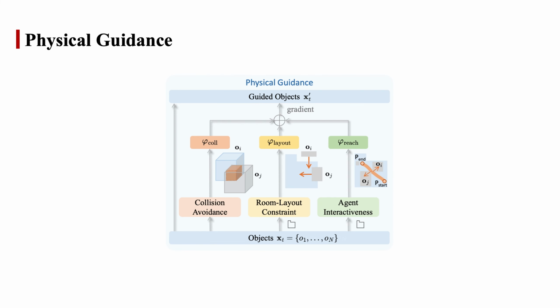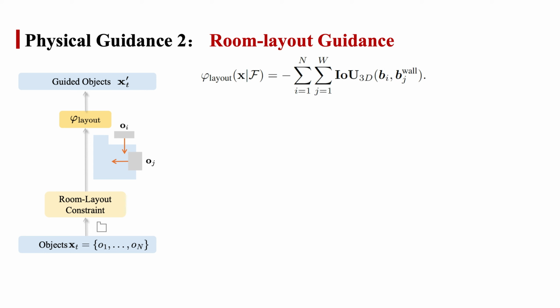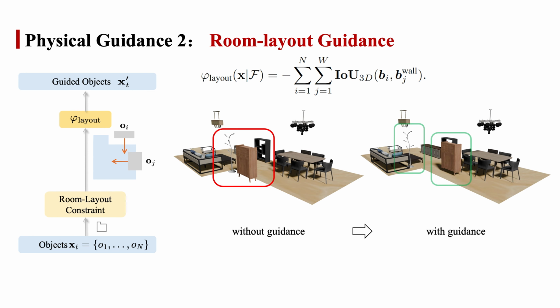The second is room layout guidance. We penalize the objects outside of the floor plan to ensure each object is inside the room. We use a similar IoU score between objects and walls for this guidance. After this guidance, objects outside the floor plan are moved inside.